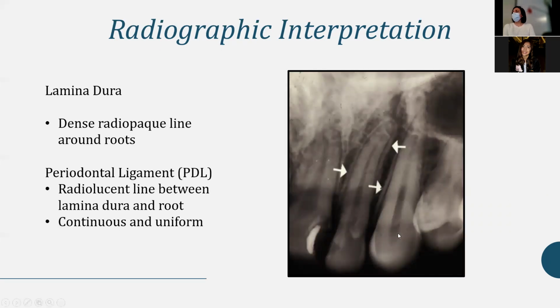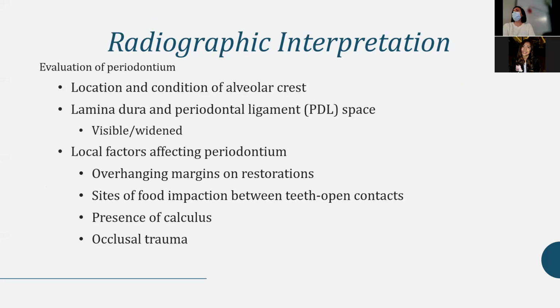So the lamina dura should follow all the way along. You should be able to see it kind of outline. And then the next layer in would be the PDL, or the periodontal ligament space. And then you see the cementum. Bit of a sandwiched look. Some people, it's just more obvious than others. It just depends on the person. Should be continuous and uniform.